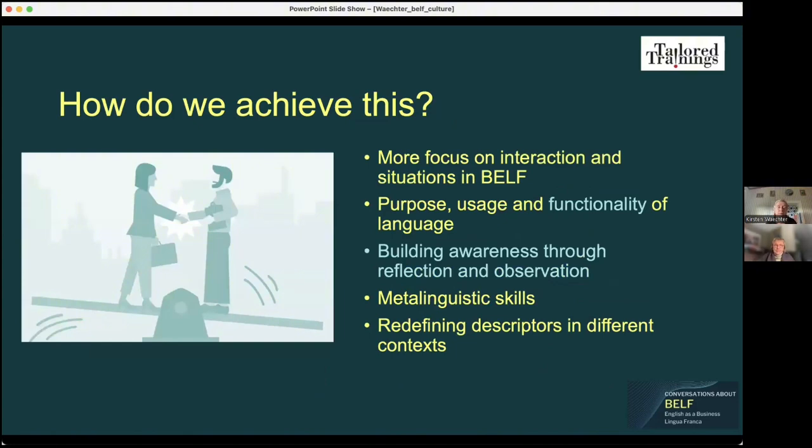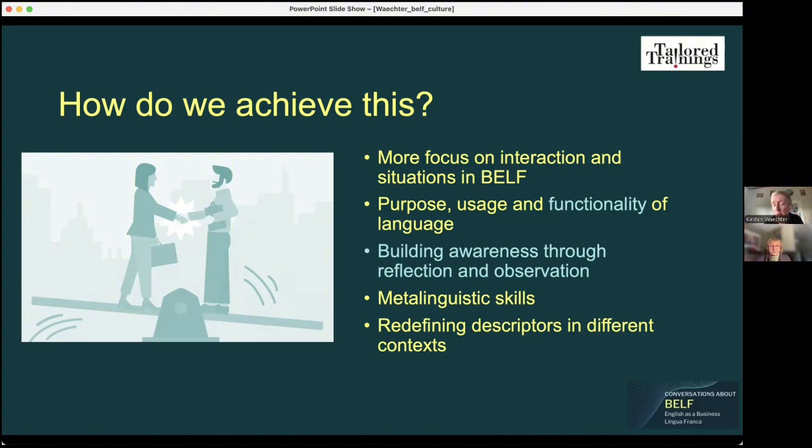So how do we achieve this? Well, we actually need more focus on interaction and situations. And we have to think about these three aspects of language: the purpose, what I use it for, how I use it, and what is the functionality of what I'm going to say. And that's what I actually teach a lot. So I really listen to my students far more and say, okay, if that's the situation you're facing, what functional language can help you? We have to build awareness. We often do that through reflection and observation. And then we think about the metalinguistic skills, and we have to redefine the descriptors in different contexts.